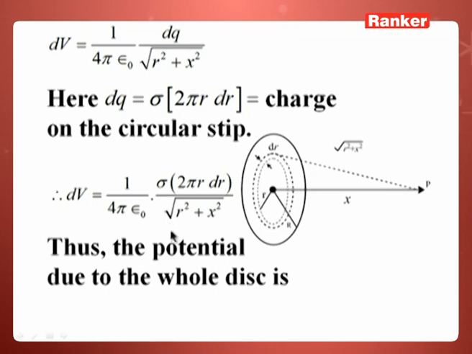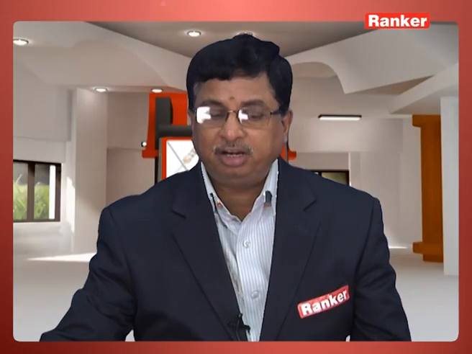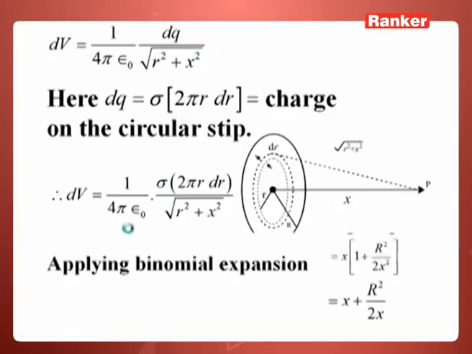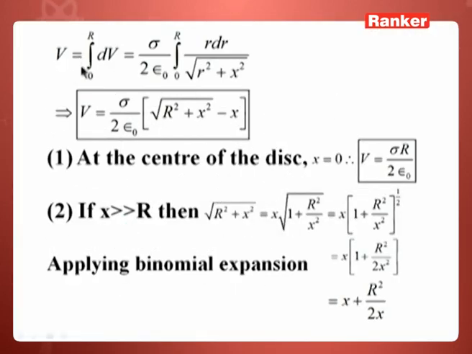Now when we want the total potential of the entire disk, V is equal to the integral between the limits 0 to capital R, being the radius of the entire disk, of dV, integral between 0 to R dV. What will be its value now? Sigma by 2 epsilon naught integral between 0 to R dr by root over r square plus x square.